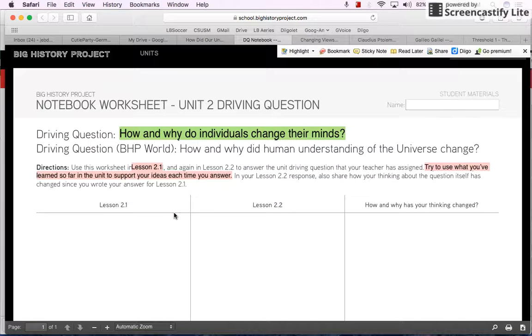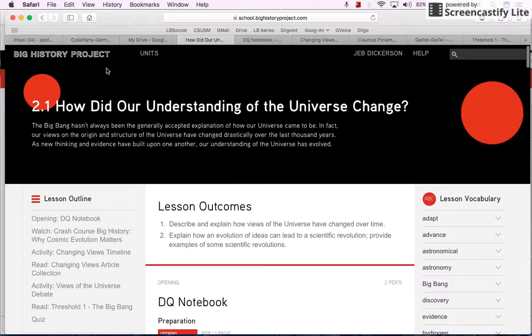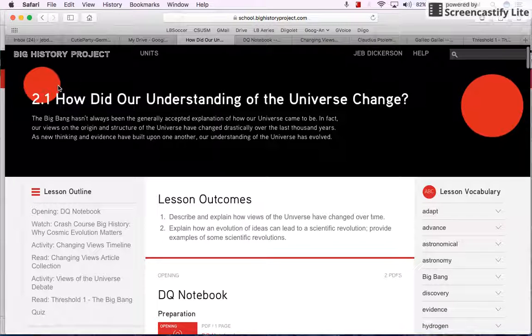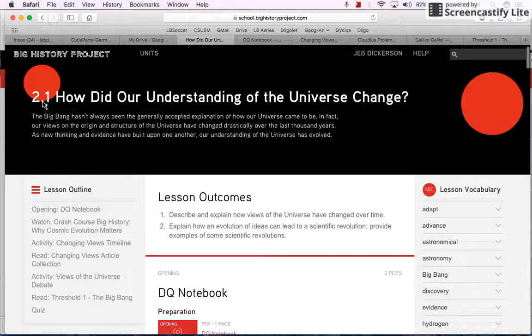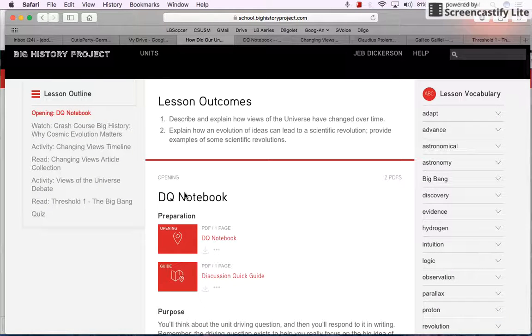As I've told you already, we're no longer printing out worksheets. So all this work is going to be done in your notebook. If you're doing your job right, you should have a heading somewhere that says Unit 2, the Big Bang, Lesson 2.0, the Big Bang, and then all your notes, and then Lesson 2.1. So you should write that next in your notebook: Lesson 2.1, how did our understanding of the universe change? And then right below that, DQ notebook.